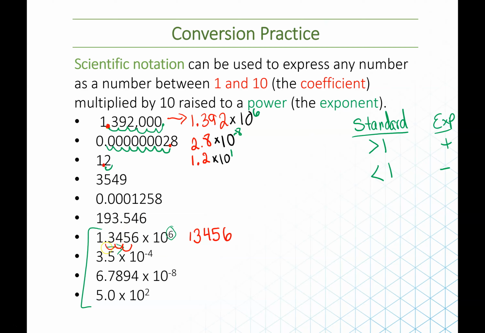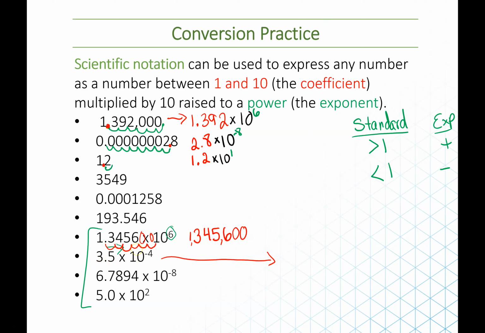So we're going to move it 6 places. 1, 2, 3, 4, 5, 6. That means this number had 2 hidden zeros or 2 trailing zeros that scientific notation got rid of. So our actual number is 1,345,600. We'll do this next one. I'll do it over here just so I have space.